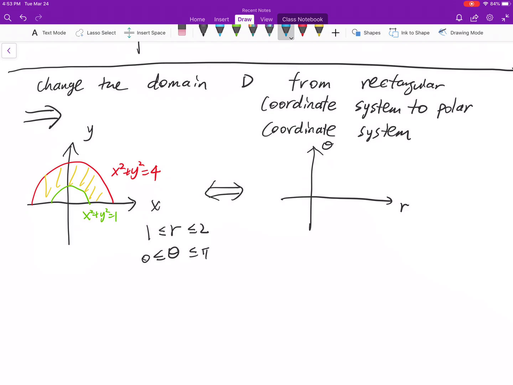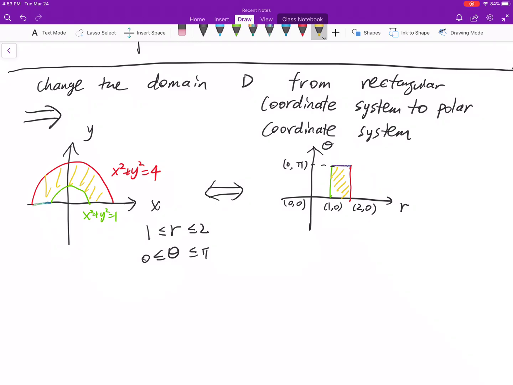So the red line becomes this one, and the green line becomes this one. And then you have, let me draw, this is the boundary here. Pi, this is 0 pi, 0 0. This is 1 0, this is 2 0. Okay, now you have a very well-defined rectangle in the polar coordinate system.